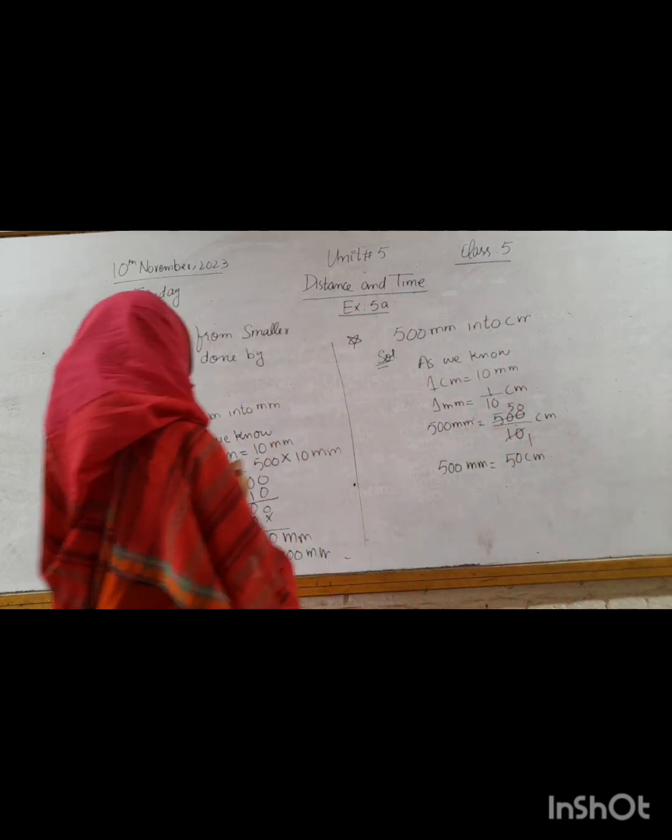So this is the way how you convert smaller unit into the bigger unit and bigger unit into the smaller unit. You can see that if we convert 500 centimeter into the millimeter, we get 500 centimeter is equal to 5000 millimeter, and when we convert 500 millimeter into the centimeter, we will get 500 millimeter is equal to 50 centimeter.